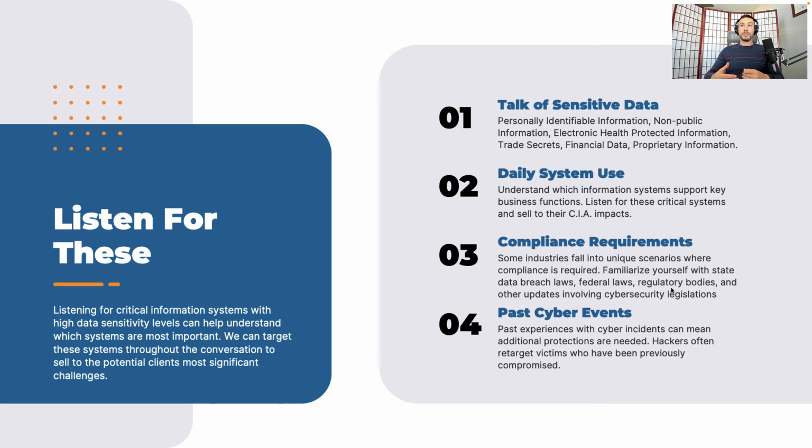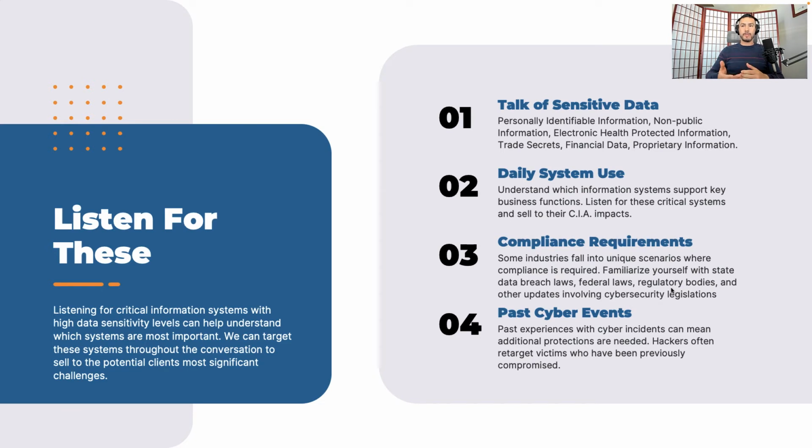There may be situations where integrity could be really important, and availability could be important too if this is a continuous process. This data is continuously accessed. So we want to listen for talk of sensitive data. As I've said before, daily system use can be really important. We can tie that to the CIA triad as well. And what we want to do is listen for which system is used the most. What are the top three, where we can say, these three sound really important to you in your day-to-day business? We want to ask those questions and make sure that we're getting the right understanding of what's important to the decision maker that we're talking to.